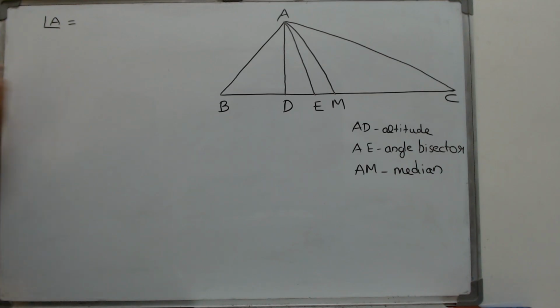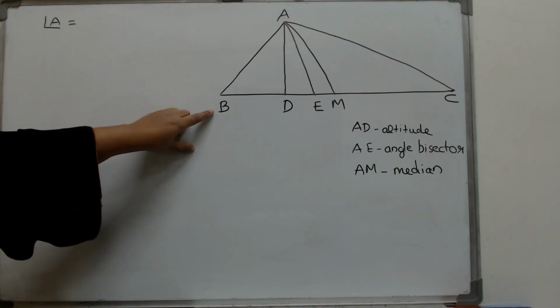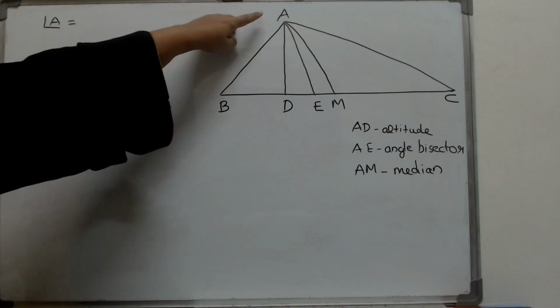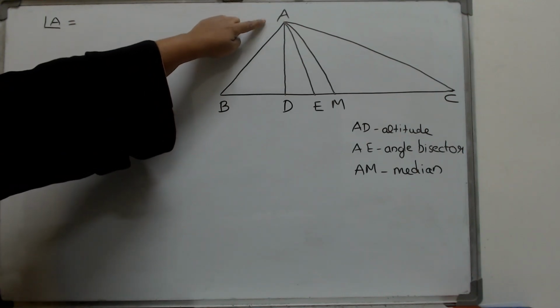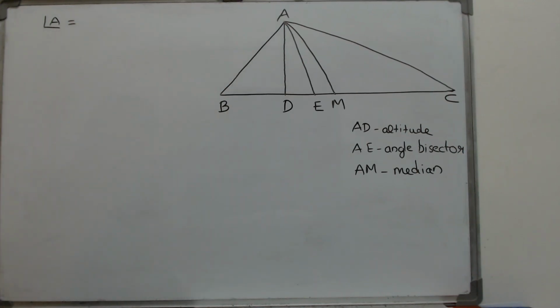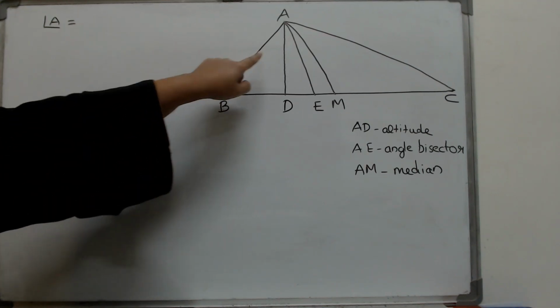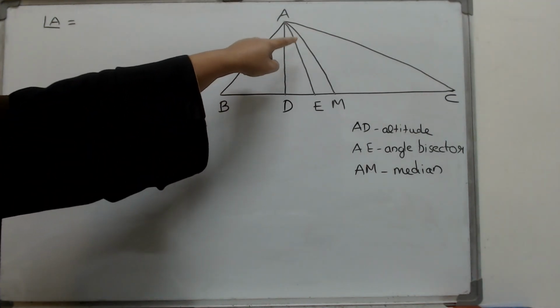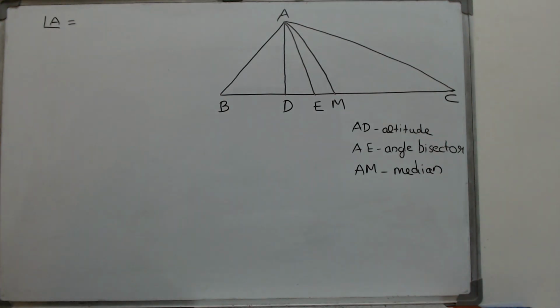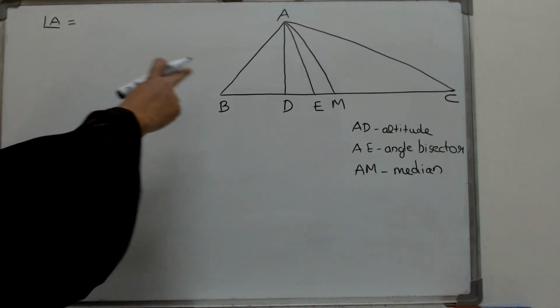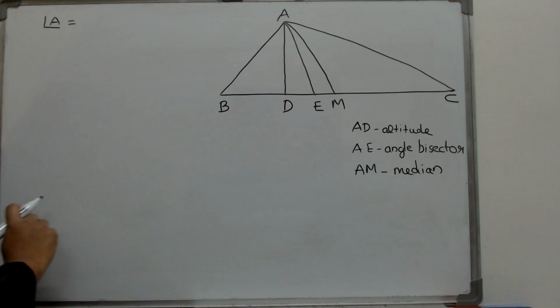Here we have a triangle ABC. What we need to find is the value of this angle A. Now, what is the information given? Angle A is divided into 4 equal parts by these 3 lines. Now, let me name all those 4 equal parts as alpha.